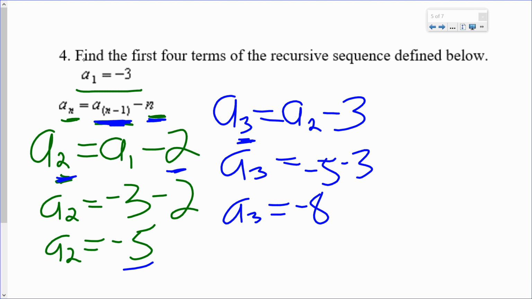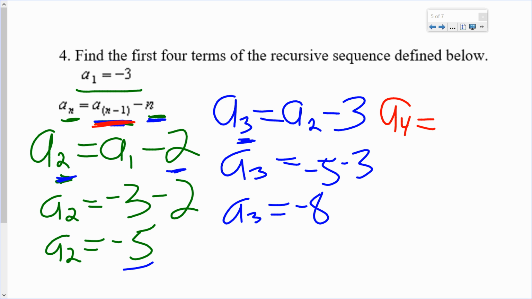I want you to try to find A4 on your own, so please pause, find A4 on your own, and then unpause. Now that you tried to find A4 on your own, let's see if you got it.